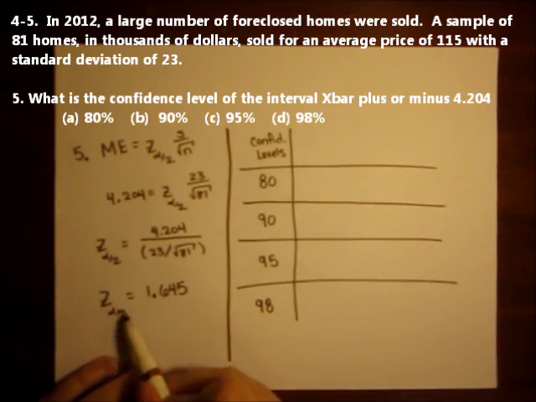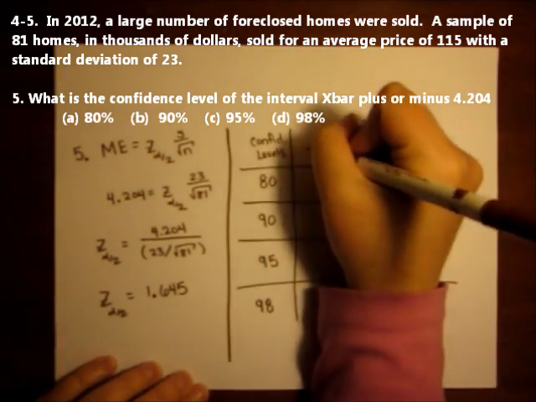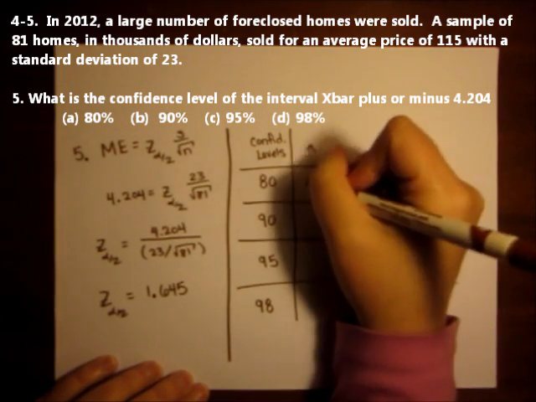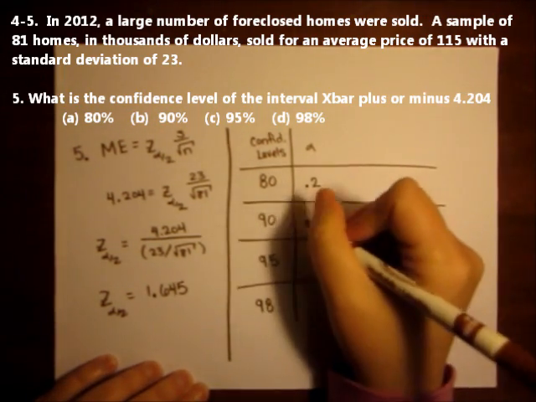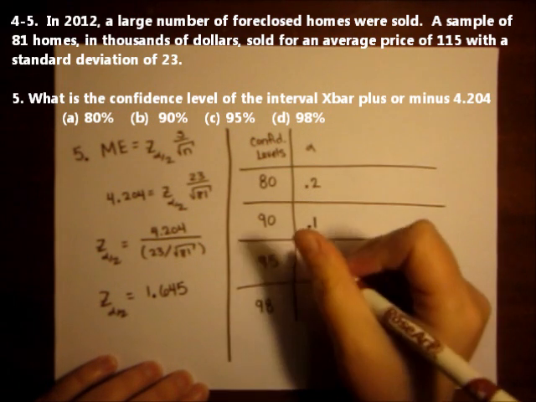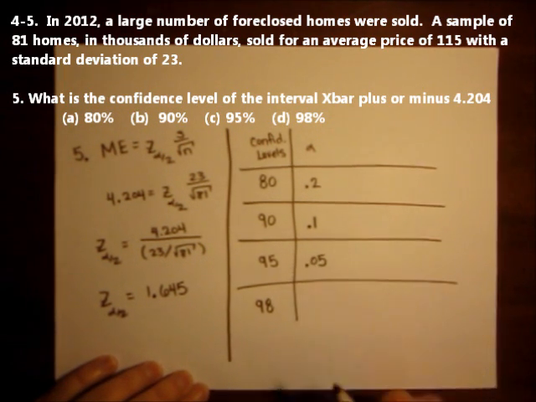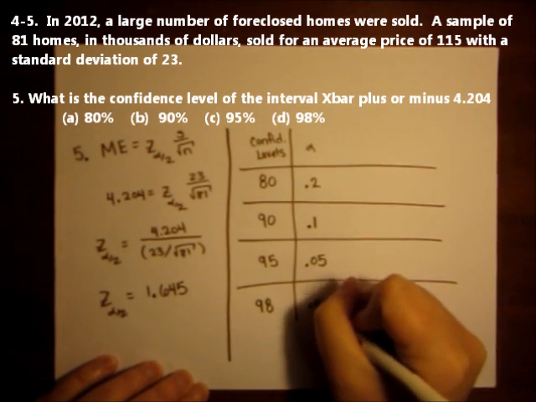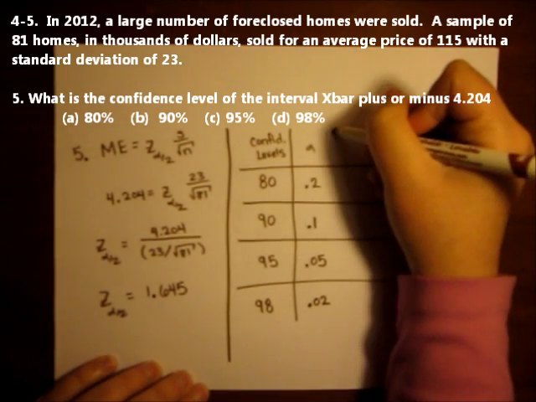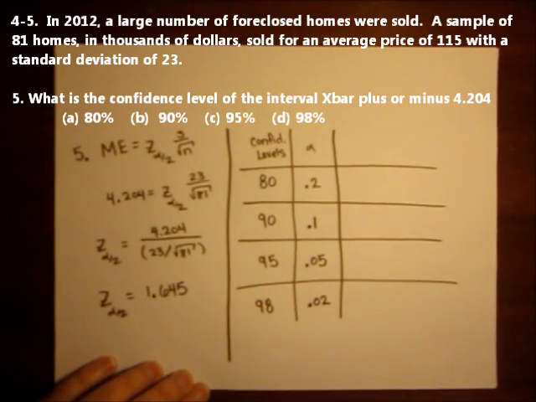So remember how we find the z alpha over 2 is we first find alpha. Alpha is how not confident we are. 80% is 0.2, 90% is 0.1, 95% is 0.05, and 98% is 0.02. Again, it's how not confident we are as a decimal.